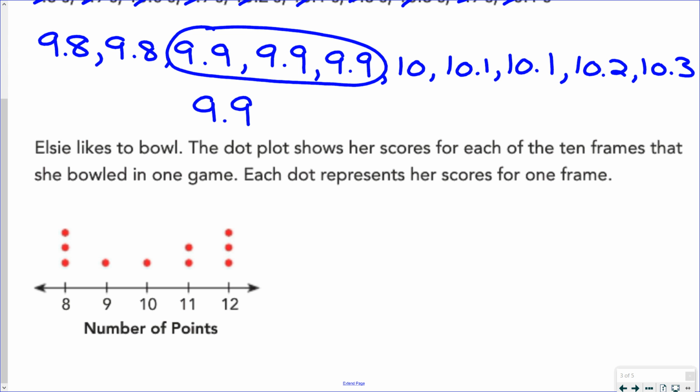Okay. So hopefully you have your completed answer here. Elsie likes to bowl. The dot plot shows her scores for each of the 10 frames that she bowled in one game. Each dot represents her scores for one frame. So we could rewrite all of our scores, or we could just look at our dot plot. And something that I did not mention earlier, I was trying to see if you had any type of background knowledge on mode. But something special about the mode is, it is the only one where you can either not have an answer, or you can have multiple answers.